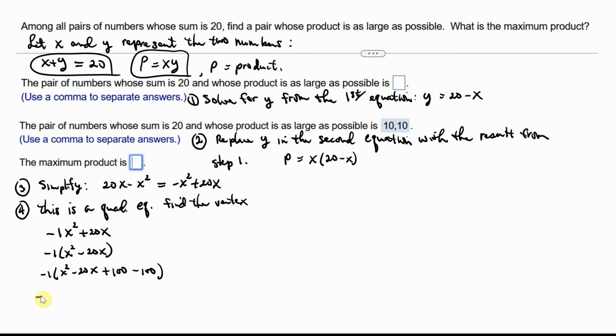Take the negative part out. So this is negative 1 times x squared minus 20x plus 100. That's negative times the front door, negative 100 times the negative 1. That's plus 100 on the outside.